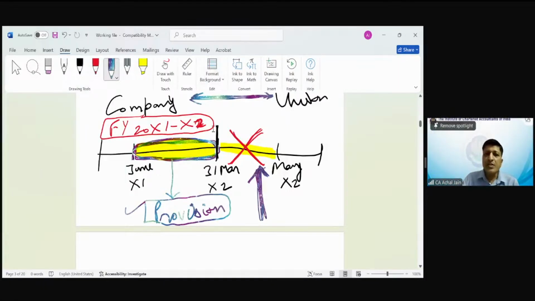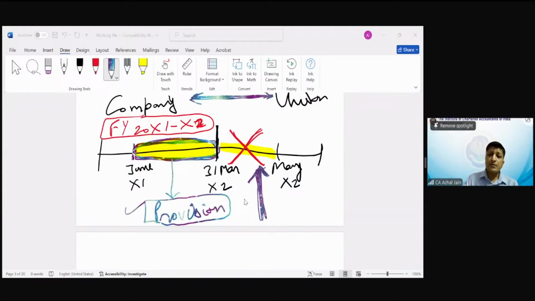Any more questions? Anyone else? Jayendra is asking, what will be the entry? The entry is simple: debit expense, credit provision. I think, Ishan, we have already discussed the accounting for next year also. Ishan, clear on that? I think we just discussed that. Jayendra, clear? I think we have discussed the accounting entries also. Okay, great.